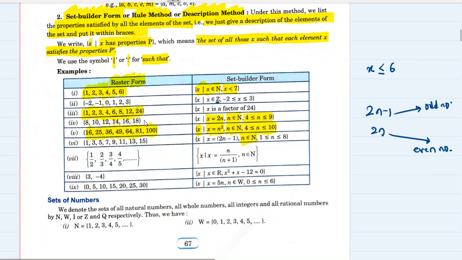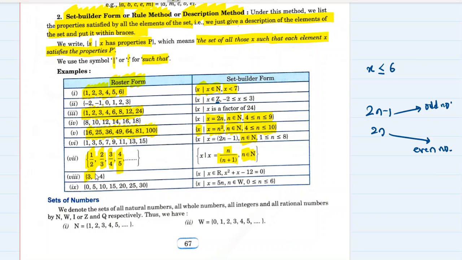After that we have 1 by 2, 2 by 3, 3 by 4, 4 by 5 and so on. So this is the format of n by n plus 1, where small n belongs to natural number. N is 1, the denominator is 1 plus 1. N is 2, the denominator is 2 plus 1. N is 3, the denominator is 3 plus 1. So the denominator is always 1 more than the numerator, right?